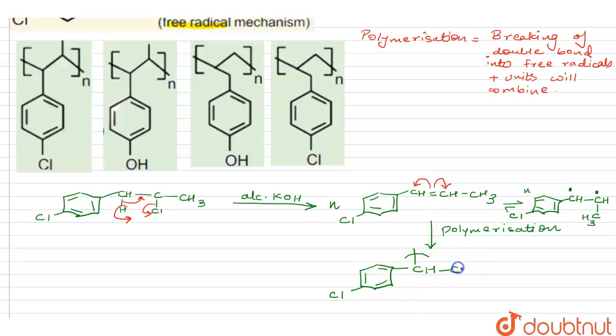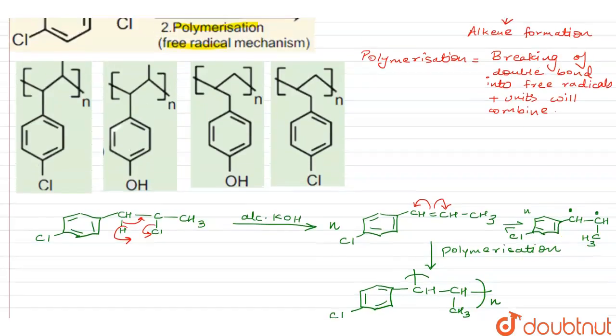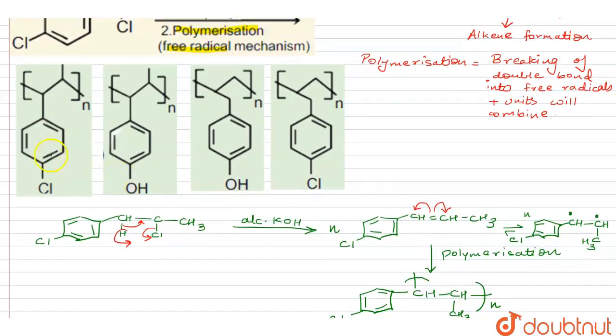CH3, and either way I put it here or on this side, it's one and the same thing. So I'm just putting it on this side so that it can be indicated well. And in the subscript, I'm writing N, which indicates that N number of such units are going to hold hands together. So this is what is your product after polymerization. And it matches with option number A, or option number 1, as it can be said.